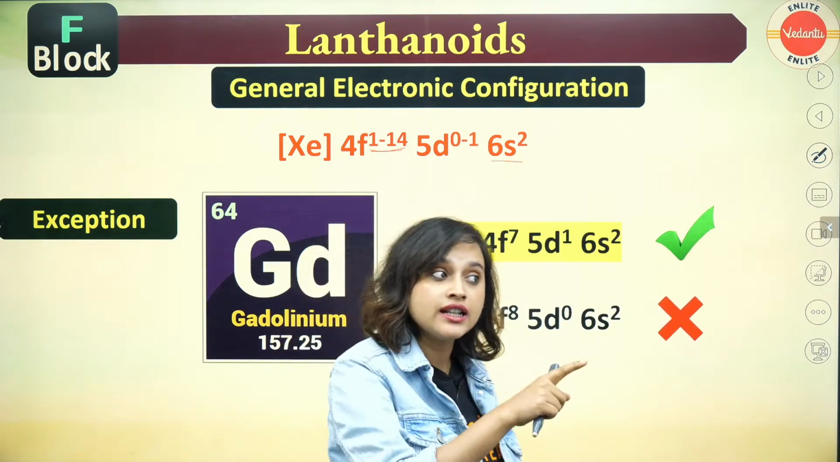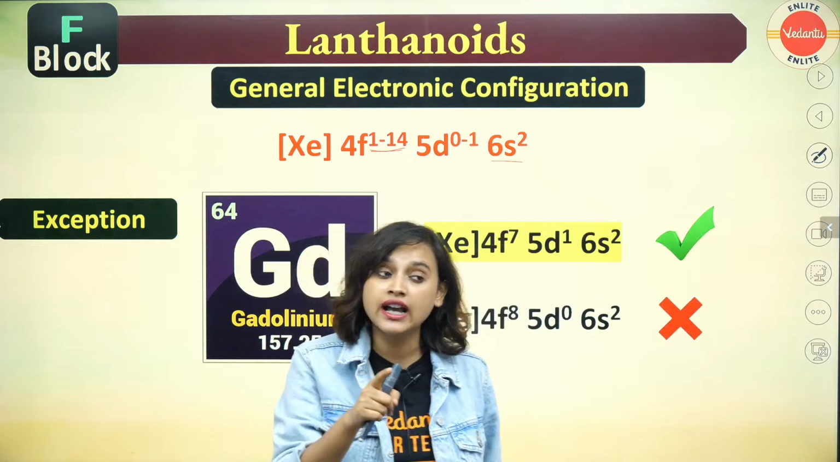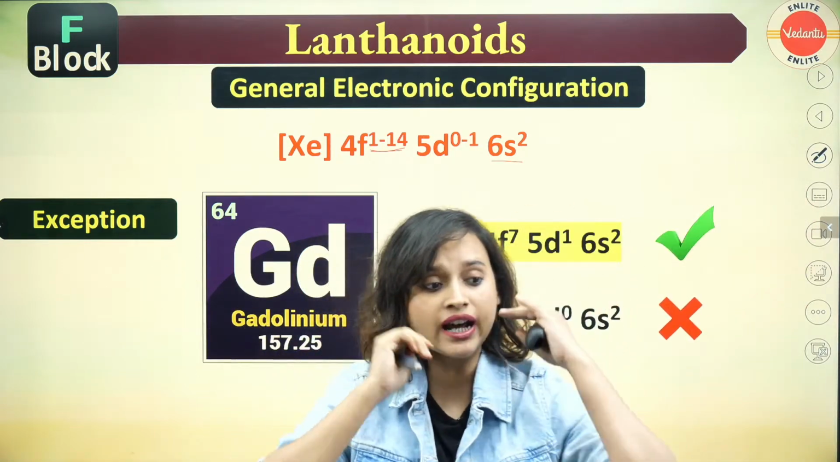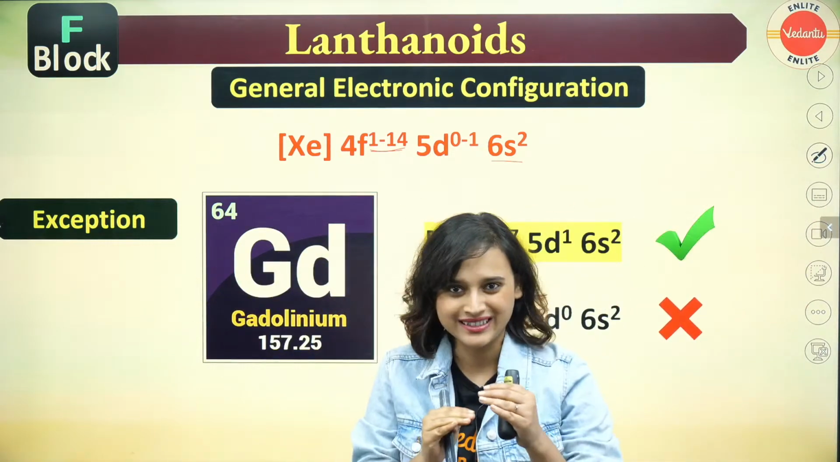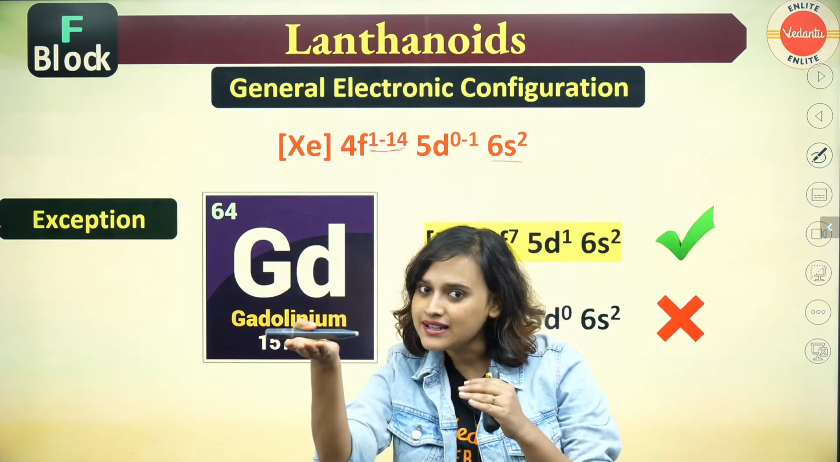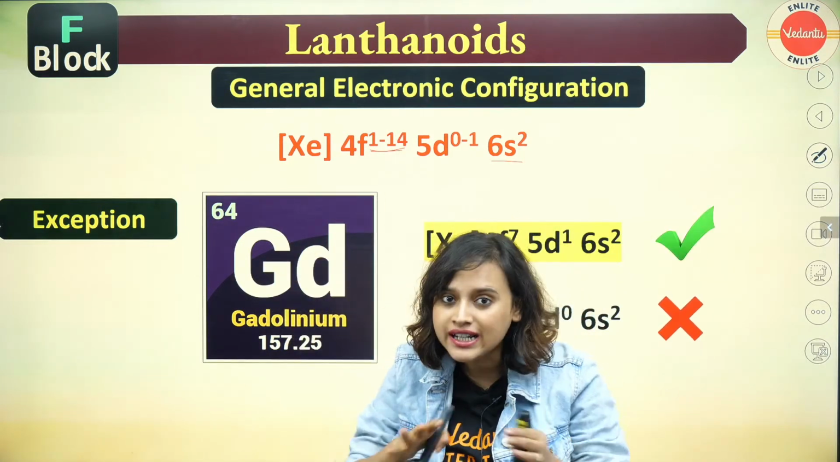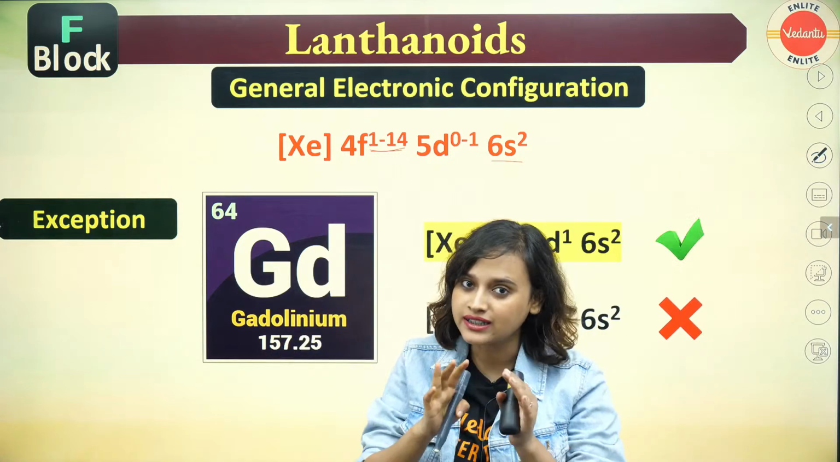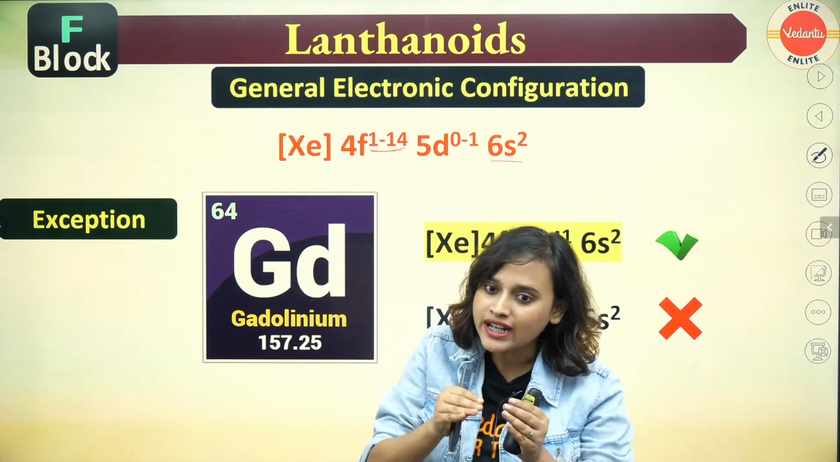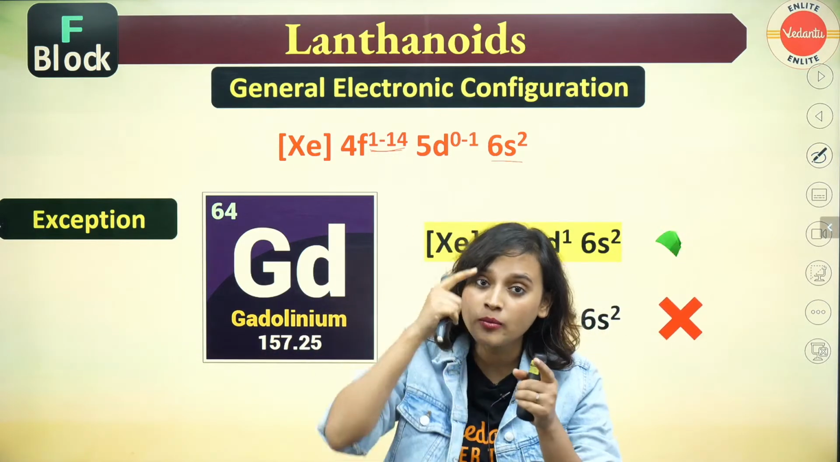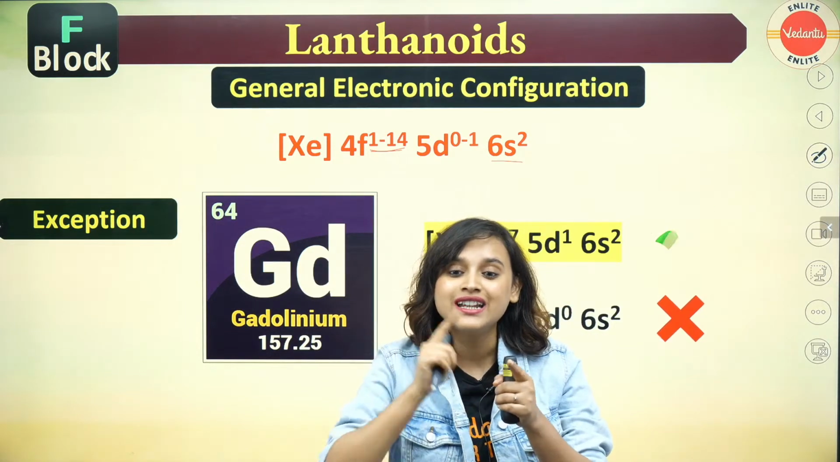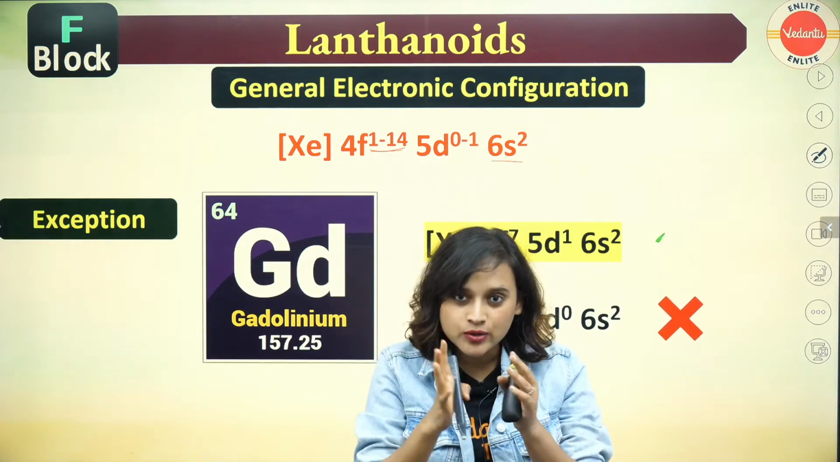Now, in the d block, what did we learn? We learned that from s to d, it jumps for stability reasons. But here, what happens? From f, it jumps to d. Are you getting my point?